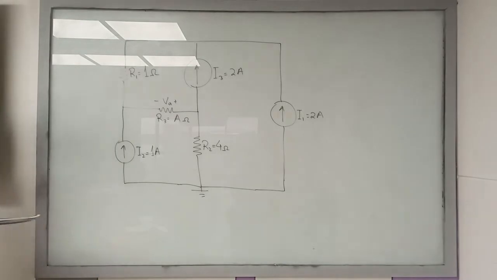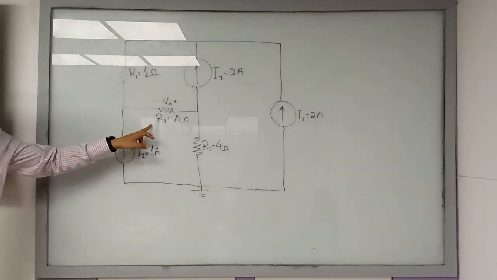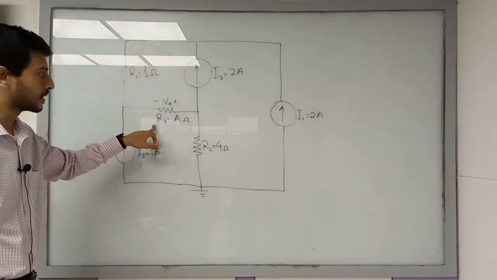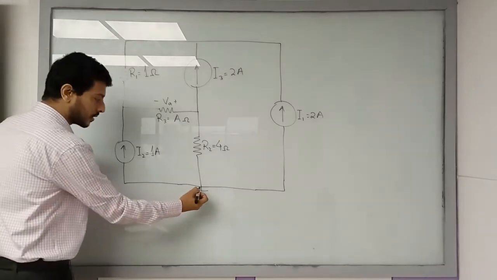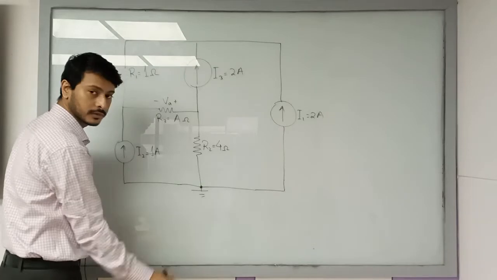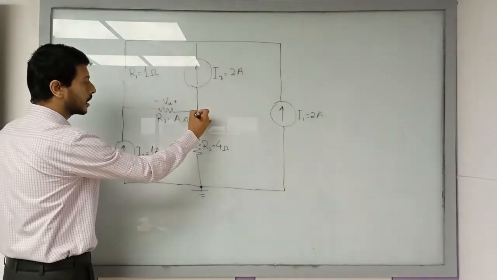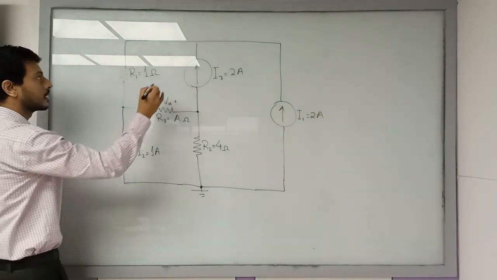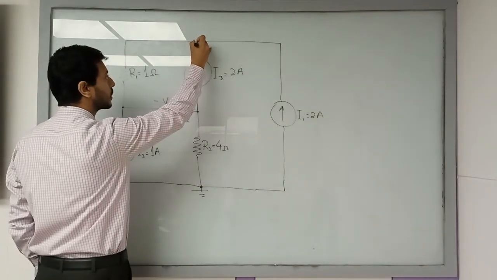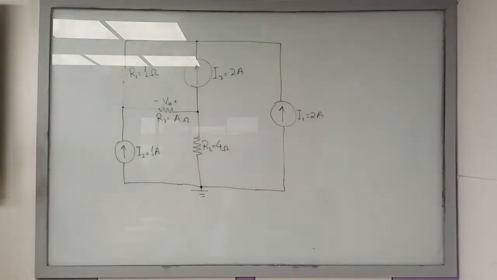So you are told to find this voltage drop across the resistance through nodal analysis. What is the first step to solve a nodal analysis circuit? You need to find the number of nodes first, right? This is your reference node, okay? There are other nodes as well. One is here, one is here, and the other one is here, okay?